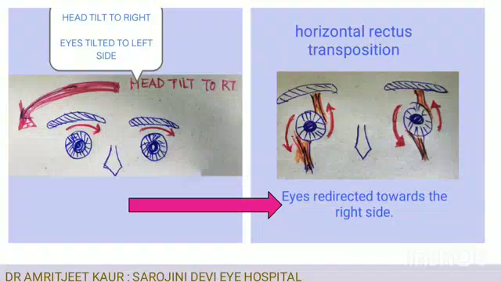So how do we surgically do that? The first picture shows the right head tilt in the same previous patient and the eyes are tilted towards the left side. And the second picture shows the vertical rectus transposition. So in our patient, if we transpose the superior rectus nasally, this is the nose, and inferior rectus temporally in the right eye, and in the left eye, if we transpose the superior rectus temporally and inferior rectus nasally, our eyes shall be redirected towards the direction of the head tilt, that is towards the right side.